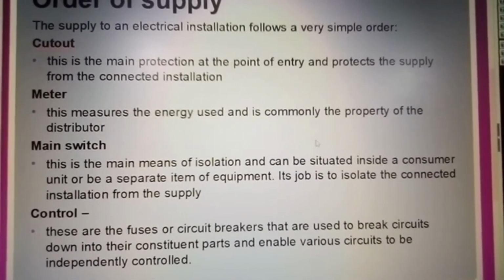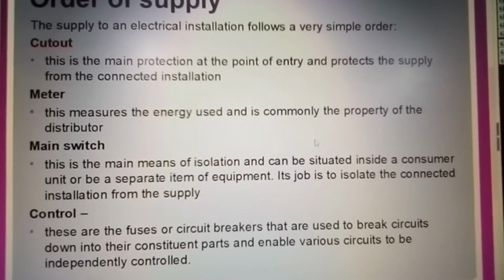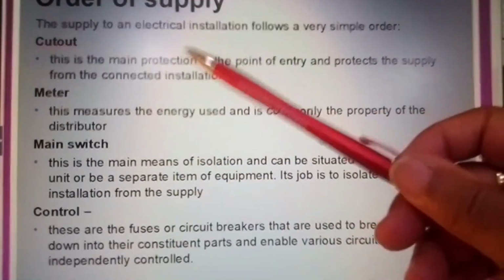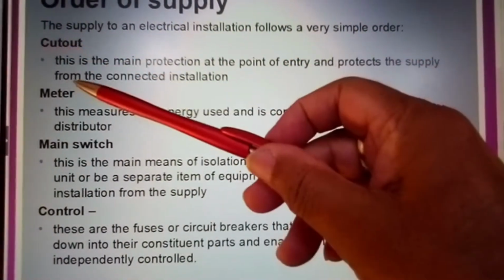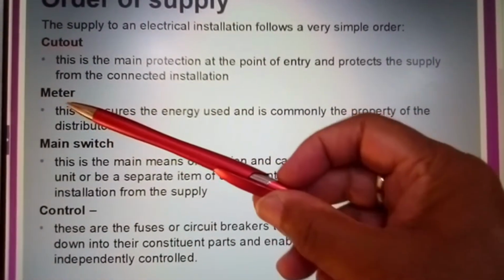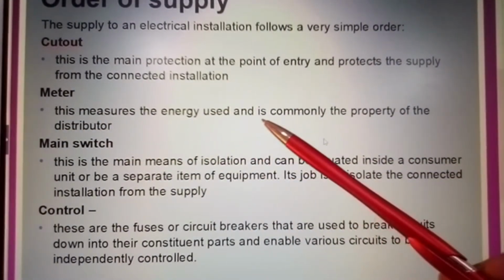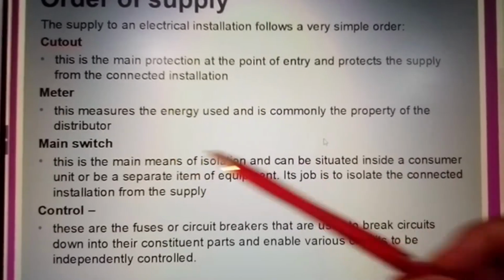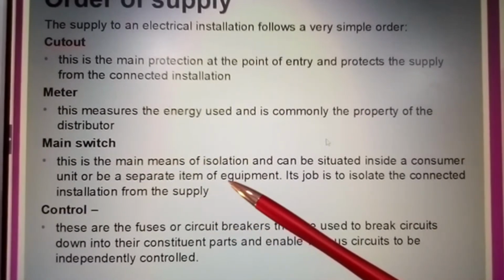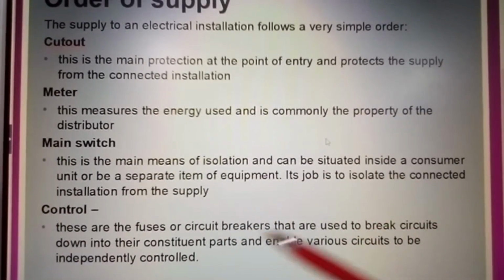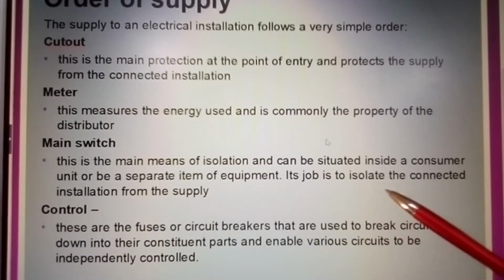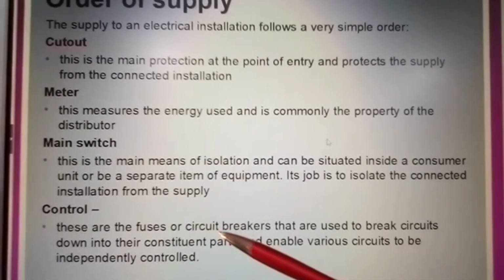Now here we have order of supply. The supply to an electrical installation follows a very simple order. Cutout: this is the main protection at the point of entry and protects the supply from the connected installation. Meter: this measures the energy used and is commonly the property of the distributor. Main switch: this is the main means of isolation and can be situated inside a consumer unit or be a separate item of equipment. Its job is to isolate the connected installation from the supply.